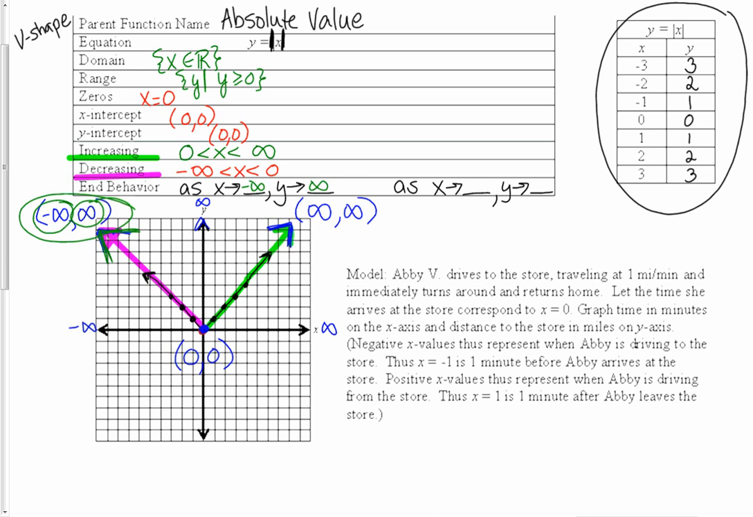As x goes to negative infinity, that means the left. Y goes to positive infinity, that means up. Let's look at my second arrow over here. As x goes to positive infinity, y goes to positive infinity. Positive infinity for x is on the right. Positive infinity for y is up. So as x goes to the right, y goes up.